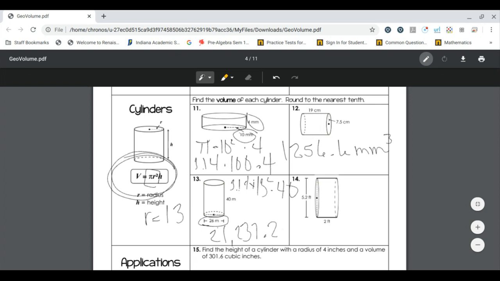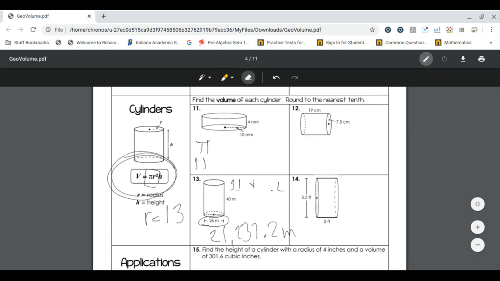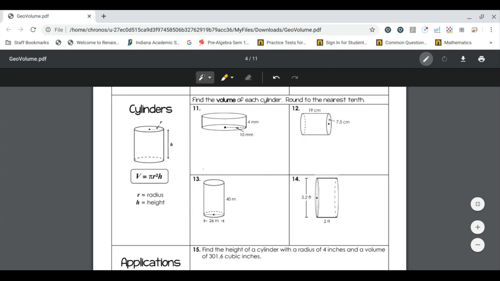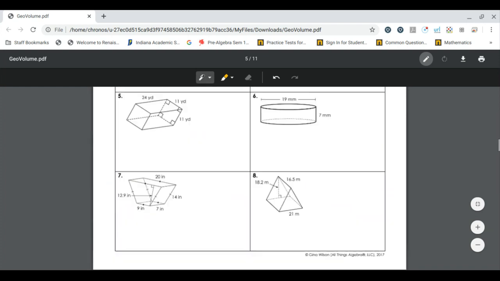21,237.2 meters cubed. Okay, cylinders are a necessity. You are going to have those on your homework, so make sure you can do those. I'm going to go ahead here and erase all this. Remember, you can stop and start this, so even though I'm erasing it, you can go back and watch it. Okay, let's keep going. We have more volume.